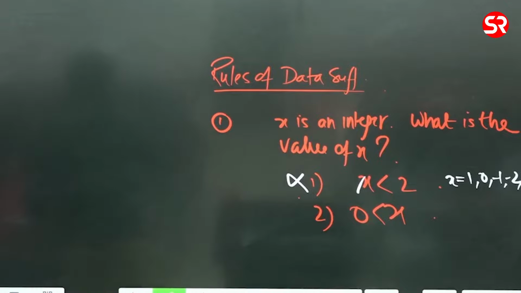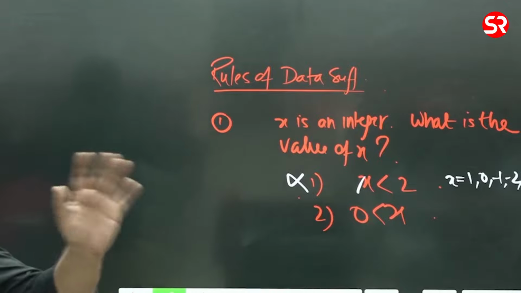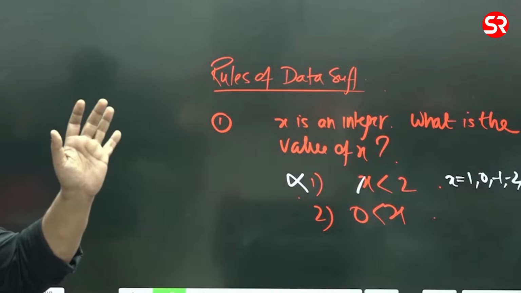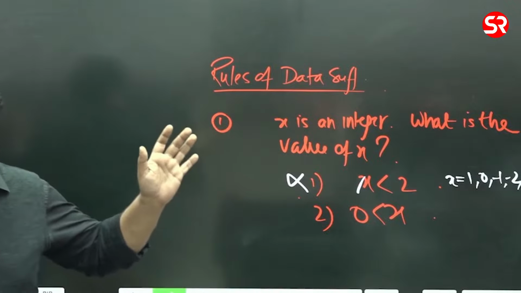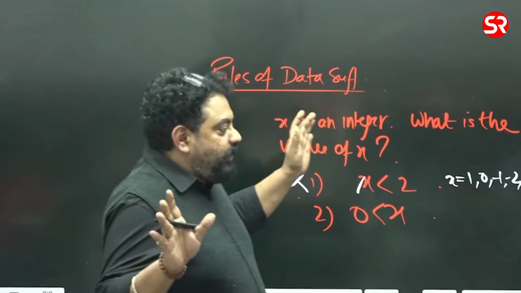Does not exist. Statement 1 exist hi nahi kare jab tum statement 2 dekh rahe. Got it? Rule of data sufficiency and rule of multiple relationships.